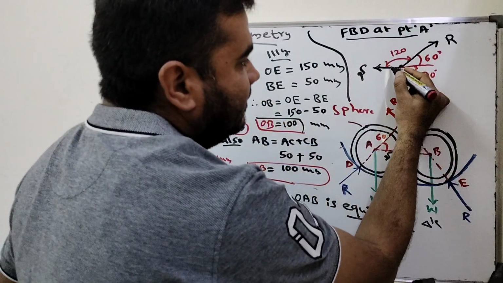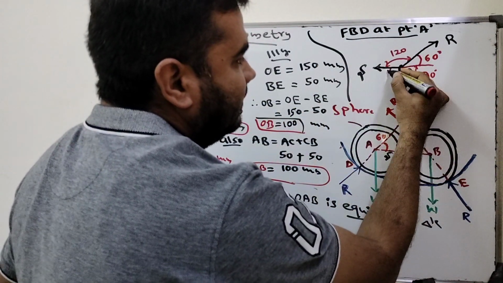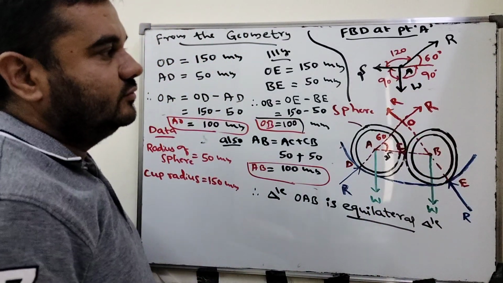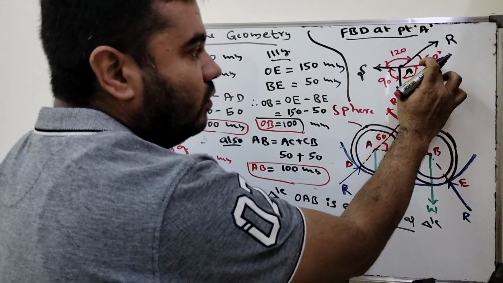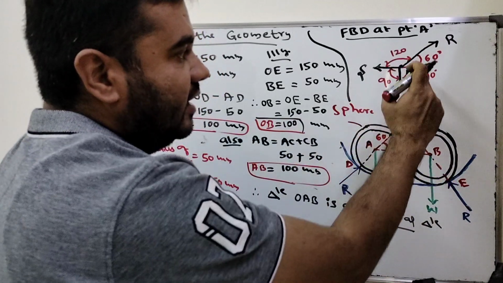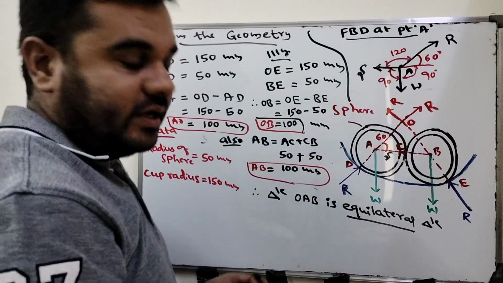So how about the remaining one here? This is 90, because it is perpendicular, 90 degrees. We know only 60 degrees from the equilateral triangle. The remaining ones we have to find out.